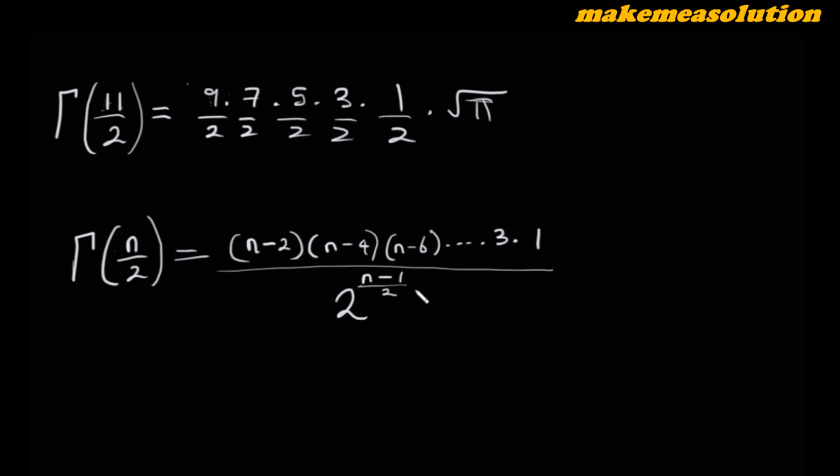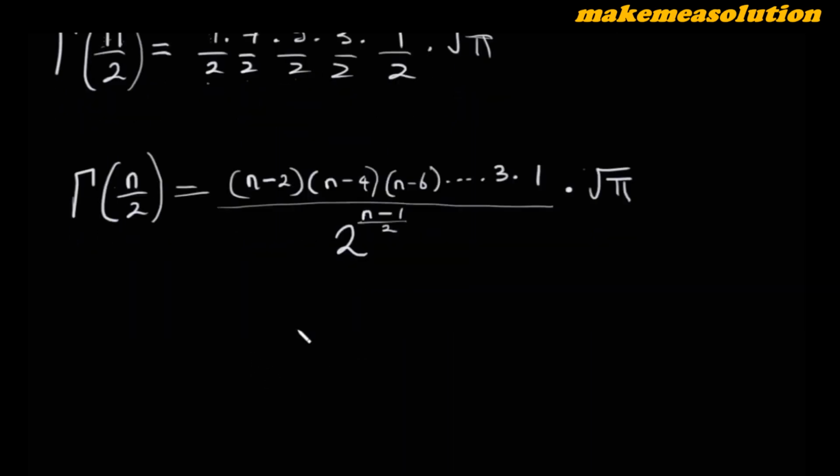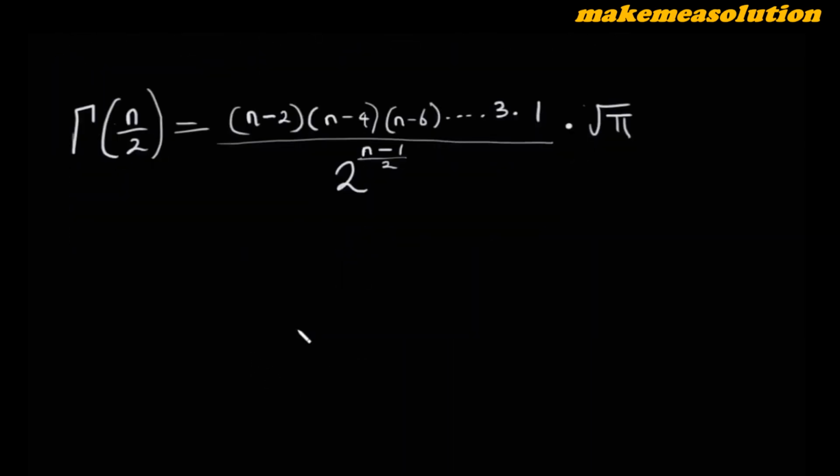So for 11, there are 5 odd numbers. 11 minus 1 divided by 2 is 10 divided by 2, which is 5. And you can see 1, 2, 3, 4, 5. So this will be 2 raised to the power of 5. At the end of the day, you multiply it with root pi. So this is one version of the formula, and this formula works for n greater than or equal to 1.